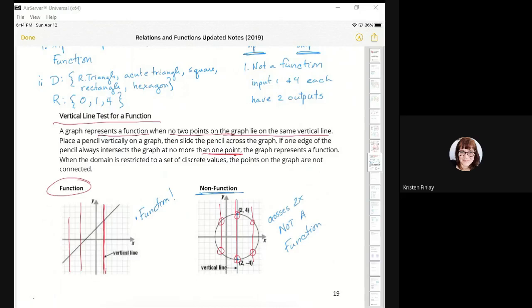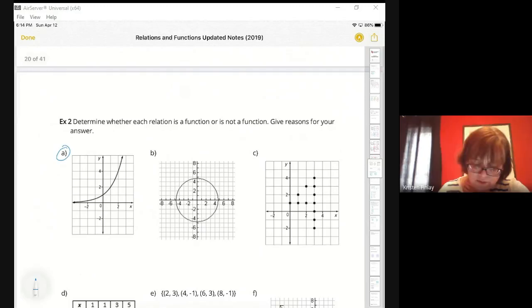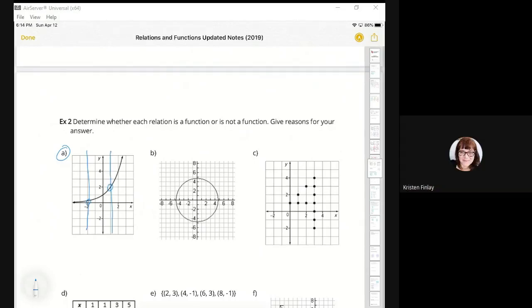So let's test. We're going to look at these and determine whether each relation is a function or not a function and give reasons for our answers. So looking at this first graph A, if I draw a vertical line, I can draw it here, crosses once. I can draw it here, crosses once. Sorry, my vertical lines are not so pretty. I would say that this one is a function using the vertical line test, okay? Every input only has one output.